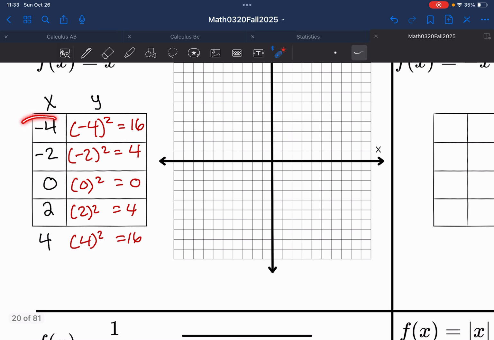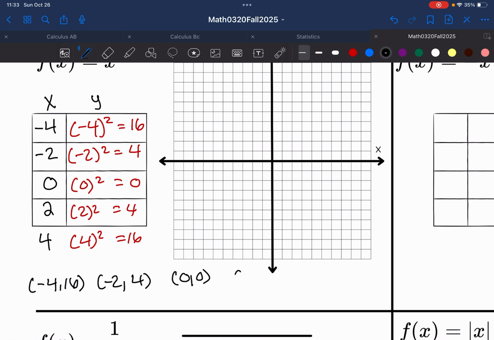Which means that I got these points. I have -4 comma 16, that's 1 point. -2 comma 4, that's another point. So I'm going to write these points down here. You don't have to do this, but maybe for the first time it helps to visualize where these points are coming from. And then once I have these points, I am going to plot them on my graph.